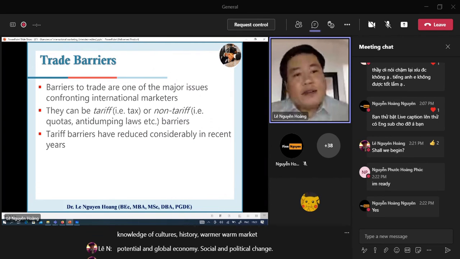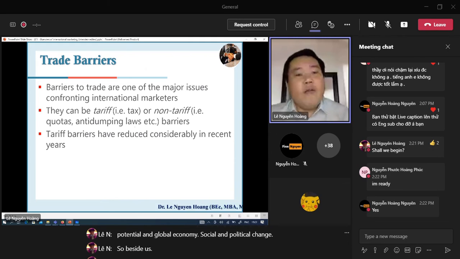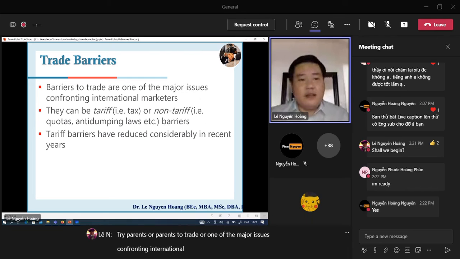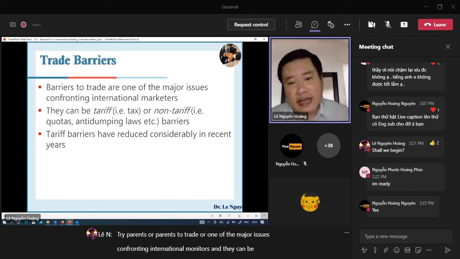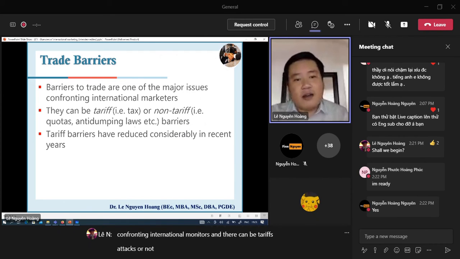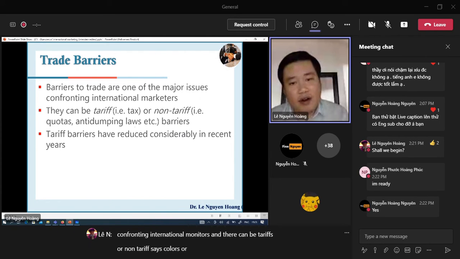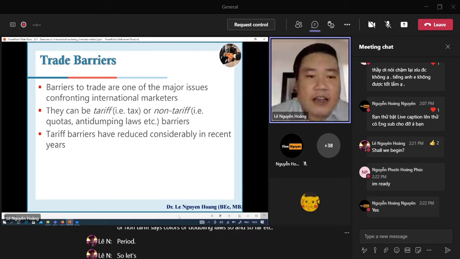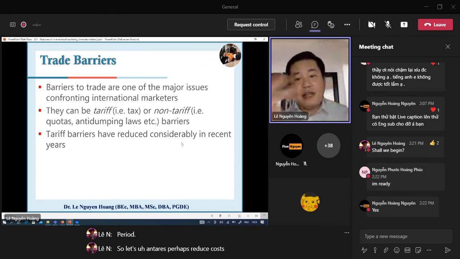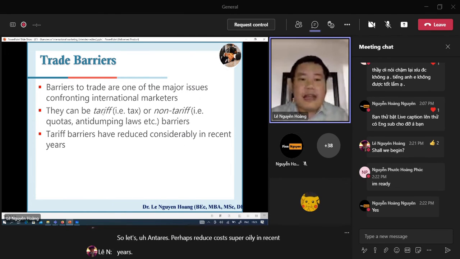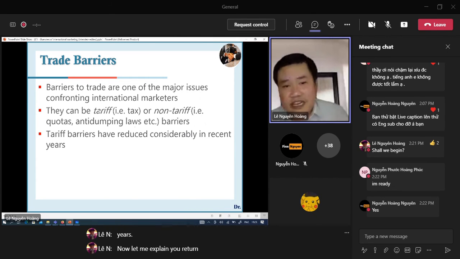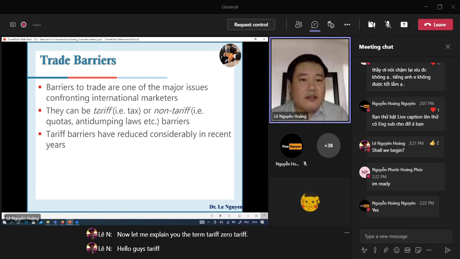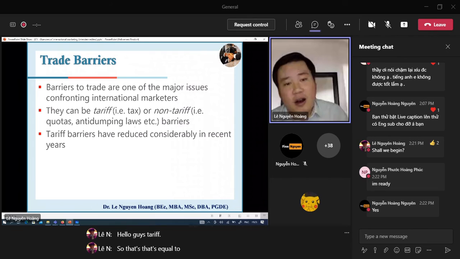So besides, trade barriers are one of the major issues confronting international marketers. They can be tariffs, such as taxes, or non-tariffs, such as quotas or anti-dumping laws, and so forth. Tariff barriers have reduced considerably in recent years. Now let me explain the term tariff. Do you know tariff? Tax is part of tariff.